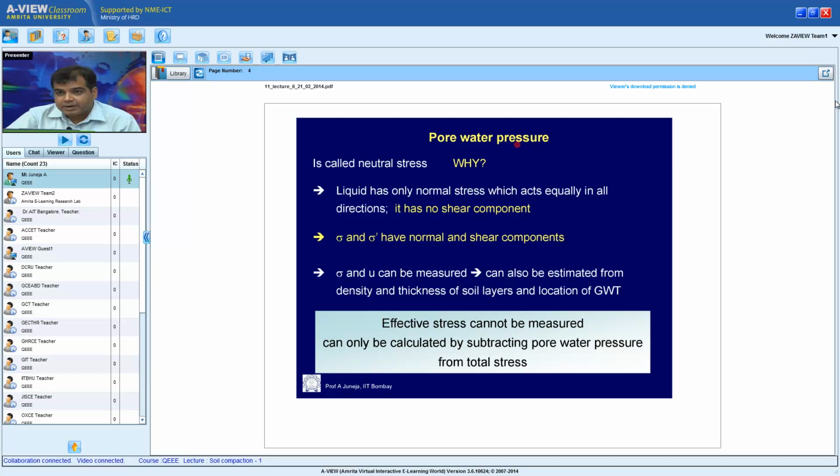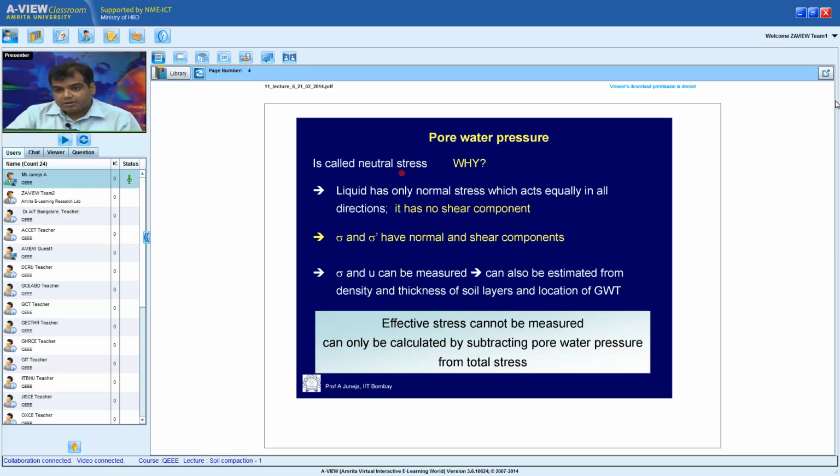The pore water pressure we call neutral stress. Why? It's quite easy to understand. If I throw a bucket of water on the floor and ask you to walk, you possibly can't walk on a thin film of water on the ground surface, because water is unable to carry any shear load. That is why we call this neutral stress.